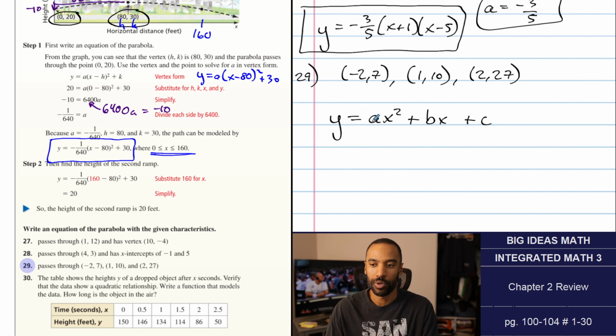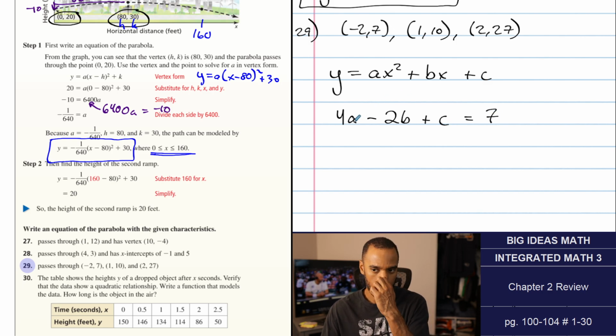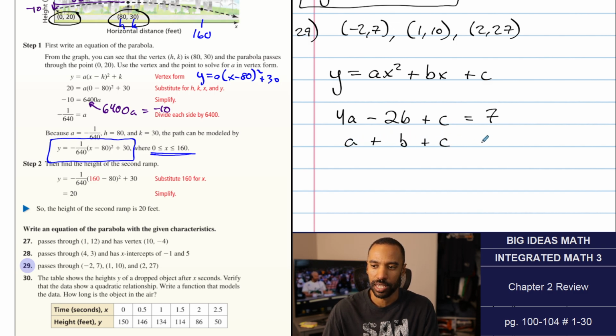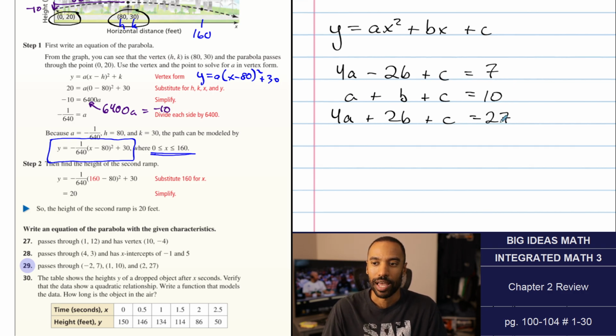So what we got to do, and I'm going to rewrite this as ax squared plus bx plus c equals y, I'm going to plug in this number for x and this number for y and make an equation out of it. So a times -2 squared is 4a, plus b times -2 is -2b, plus c equals the y value, which is 7. Now I got to do it for this ordered pair. A times 1 squared is a, plus b times 1 is b, plus c equals 10. And then for this one, 4a plus 2b plus c equals 27. This becomes a system of 3 for which we got to solve a, b, and c. So that's what we're doing with this stuff here.